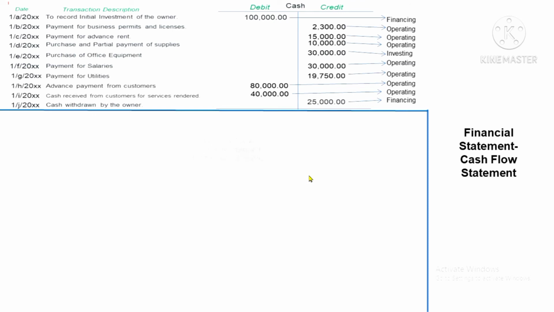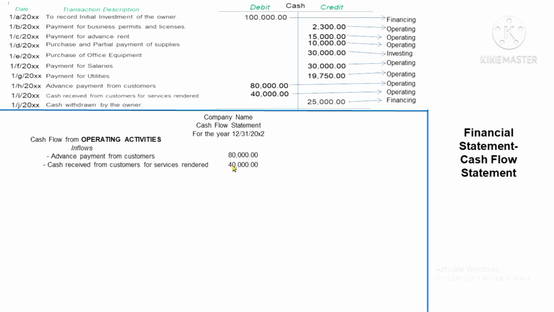So we should have the heading, and then we should start from the cash flow from operating activities, specifically the inflows. According to this, we only have two inflows related to operating activities, and these are the payments from customers, which are 80,000 and 40,000. Let's add these two and we will get 120,000.